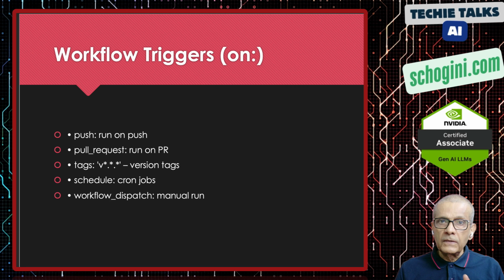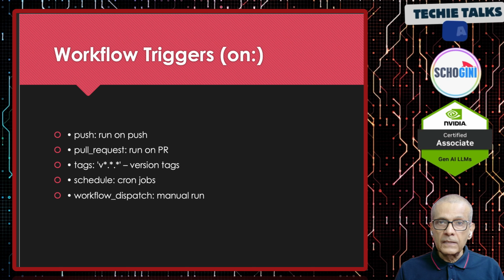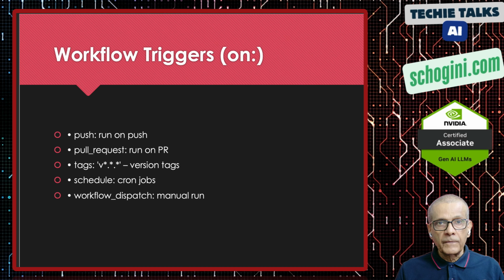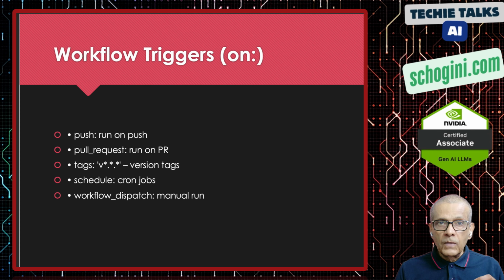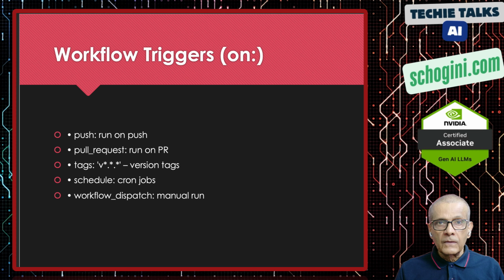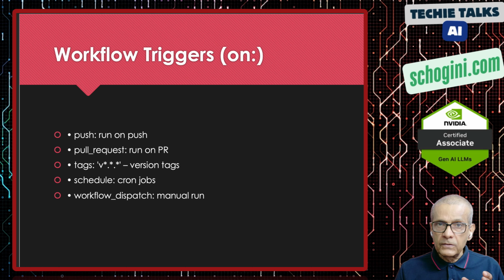You can even run on tag patterns like version tags v1.0.0. And there is also schedule trigger that lets you set cron jobs. And workflow_dispatch allows manual runs. So GitHub Actions can run automatically or run on demand, your choice.